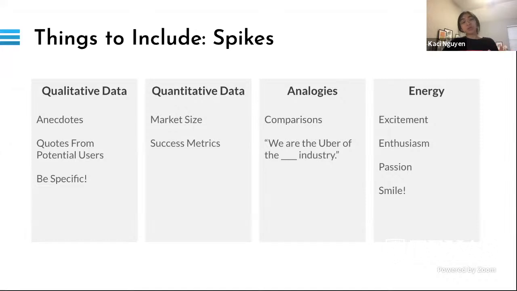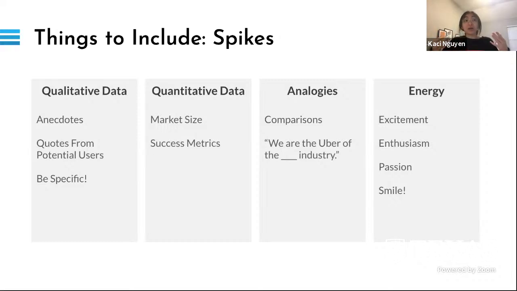So qualitative, you're appealing to emotions. Quantitative, you're appealing to analytics and logic. So that's including just numbers with market size, success metrics. Anytime you're including numbers, it's convincing for those people that rely on numbers and analytics to hop on the bandwagon. So two types of people you're appealing to here.